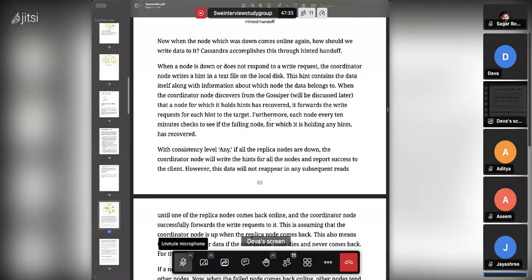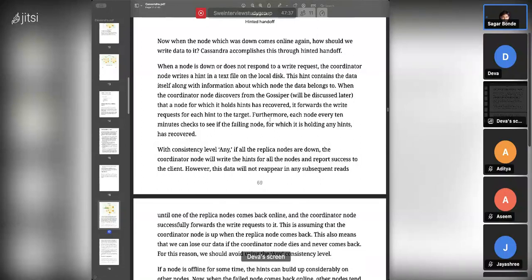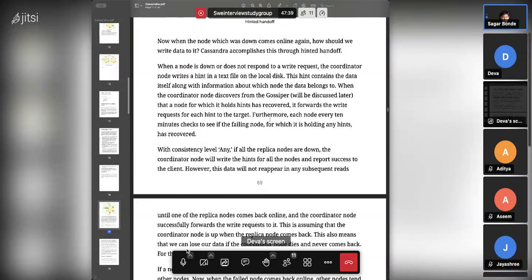That's what you're saying, Sagar, right? Yeah. So the client should get a failed response. Correct. So the write operation has failed. That's my understanding too.